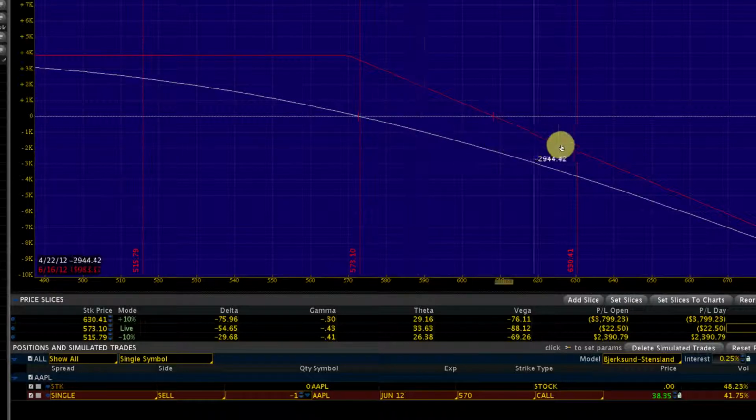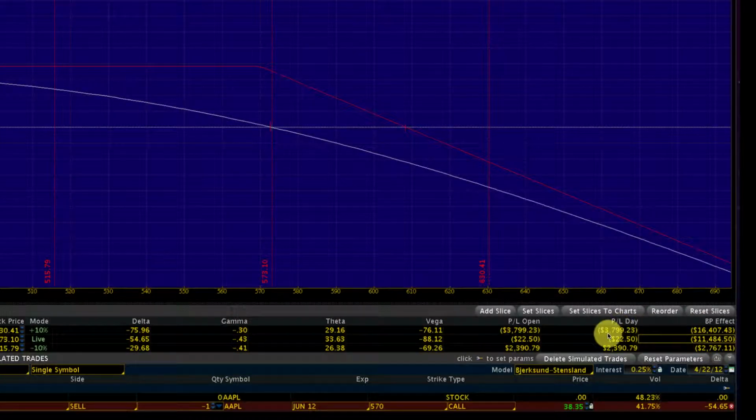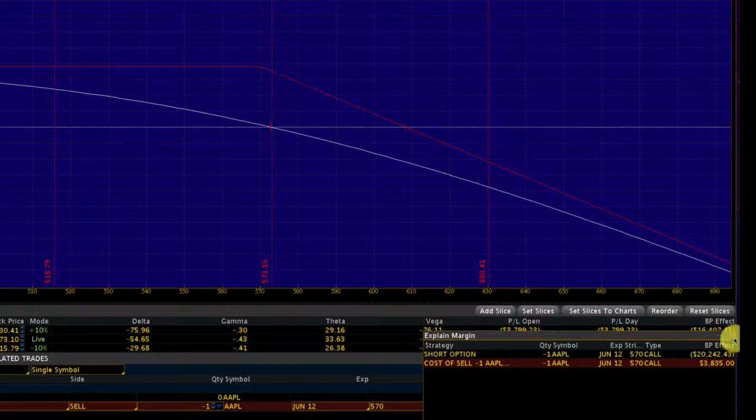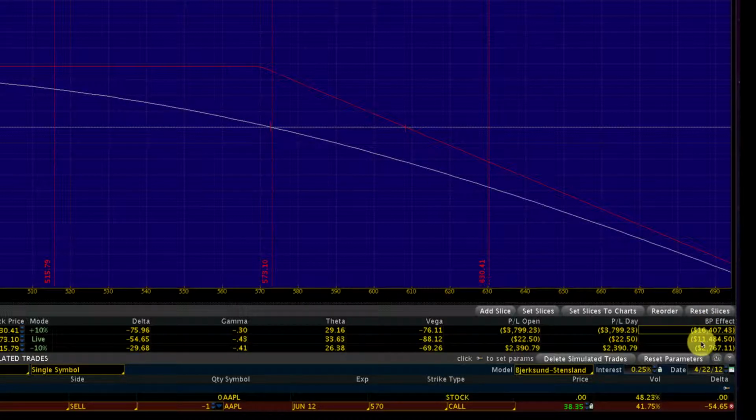So if Apple went up by 10%, you would obviously incur a loss, because that's exactly what the white line is telling you. Your loss at that point will be about 3,799, and that's what your P&L on the day is telling you. But look what happens to your margin. Because Apple has been going up, your risks to the position have increased, and so the broker is going to demand a higher margin. Now your margin requirement for this position has gone up from 11,000 to 16,000.